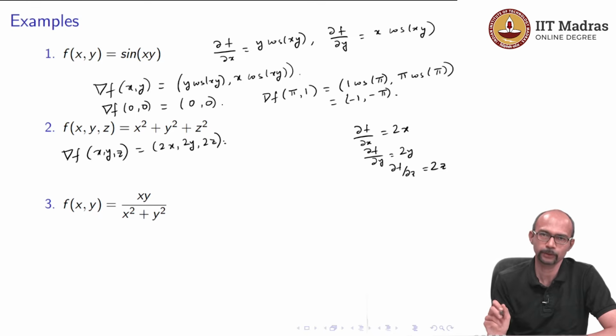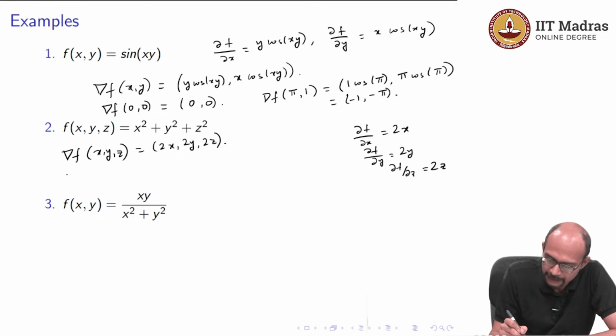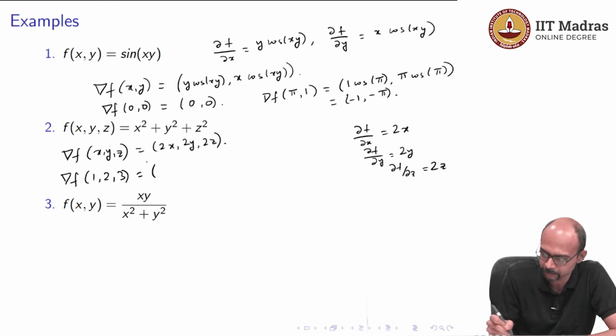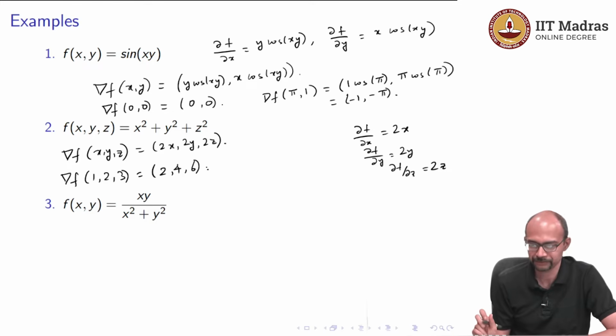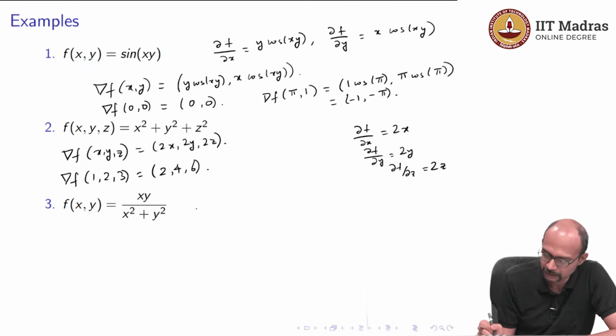The gradient function is a function from R 3 to R 3, and now if I want to evaluate this at some point, what is the gradient vector at the point 1, 2, 3? Well, you put those values in and see what you get. So, this is 2, 4, 6. Okay. Let us do this last example, because this is a fairly important example.